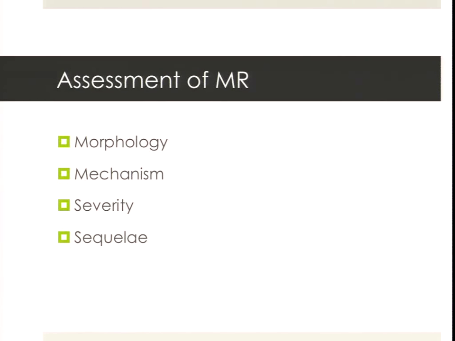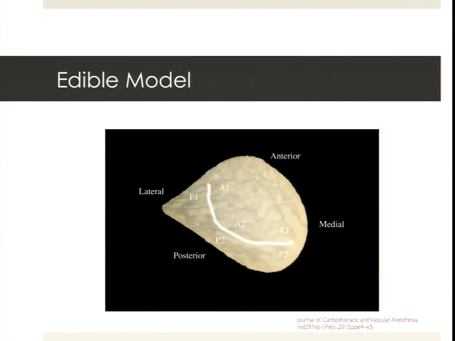When you have MR, you've got to remember, it's simple stuff really. It's just morphology, mechanism, severity and sequelae. It's the same with every other valve lesion. You look at these sorts of things. I like to think of the mitral valve as a Pringle chip. As they say in that article from the JCVA, it's the perfect oval hyperbolic paraboloid, or a Pringle. But this is what the surgeon's trying to reconstruct.